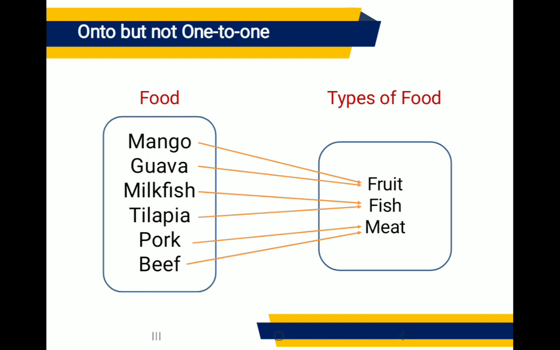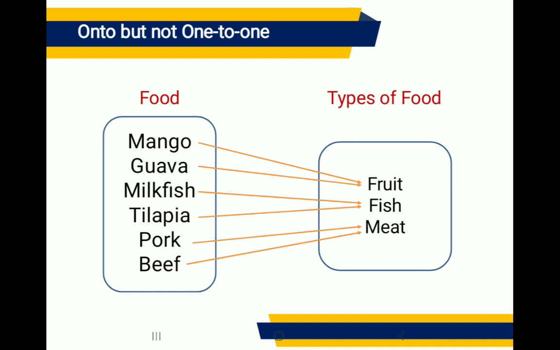Why? Kasi dalawa yung image na makikita. Yung mango, yung image niya is fruit. Yung guava, image niya is fruit. So, ibig sabihin, hindi siya 1-to-1. Hindi lang iisa. So, yung pre-image ng fruit, meron siyang dalawang pre-image which is mango and guava.